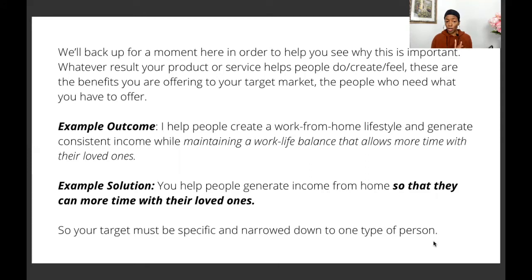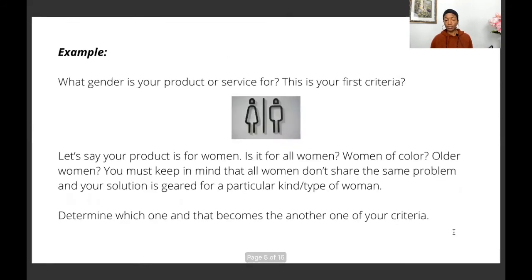So your target market must be specific and narrowed down to one type of person. Not one person, but one type of person. And that's what we're going to get into right now. So here's another example. And what we're going to be moving into with these examples is the criteria that is needed to help you identify your target market.